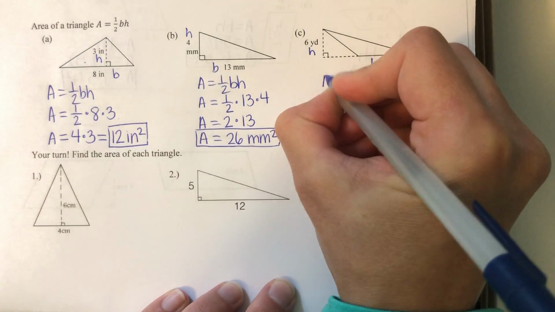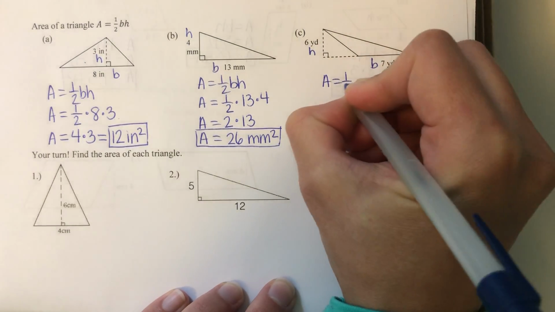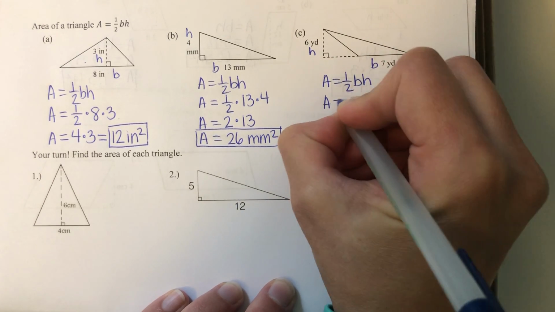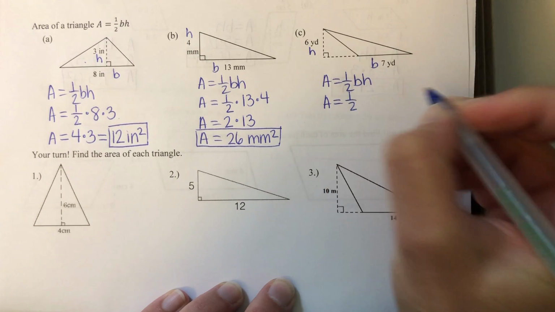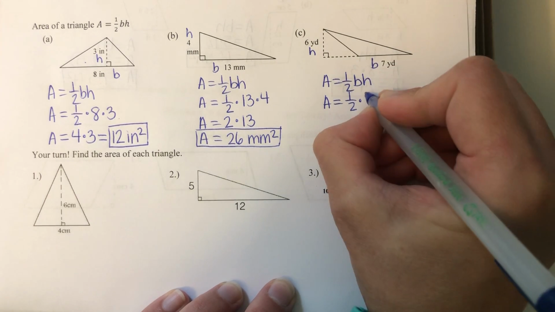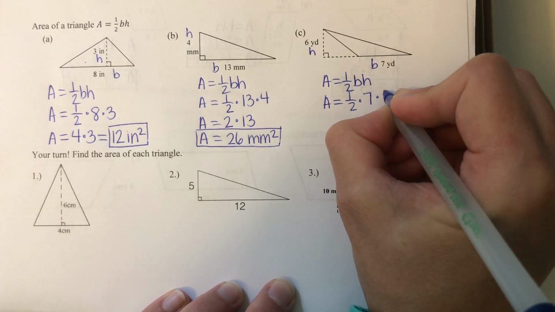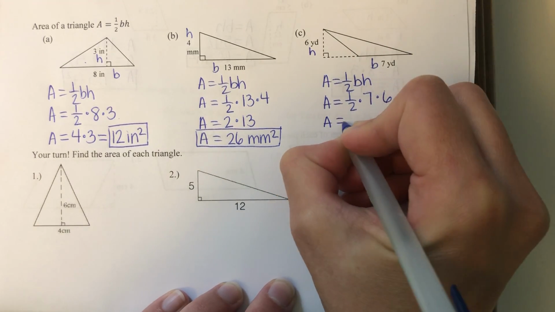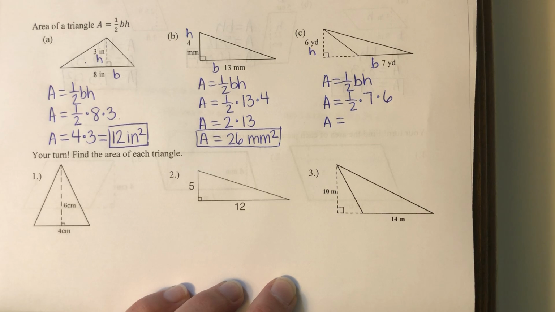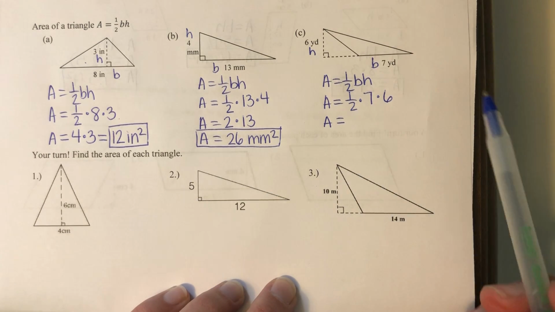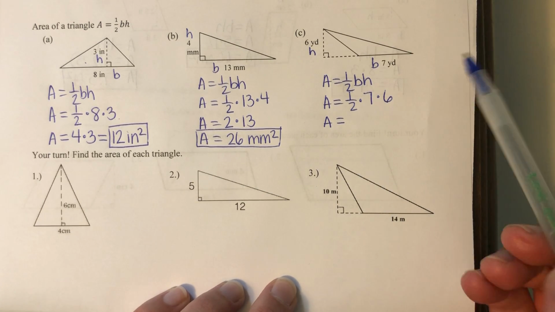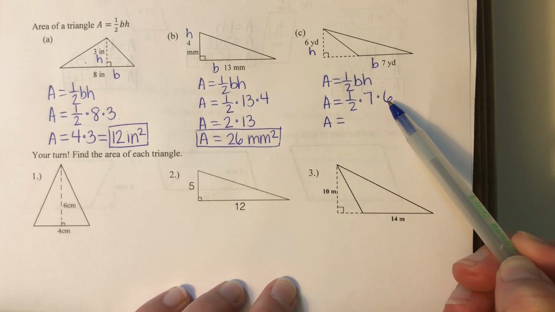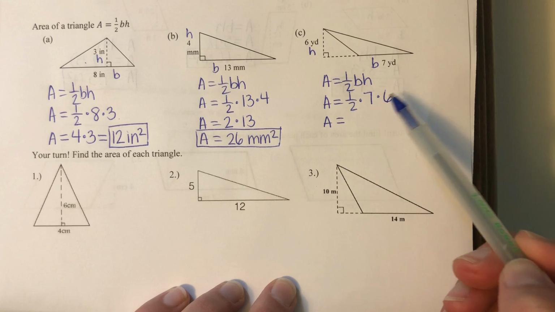All right, formula first, 1/2 base times height. 1/2 times the base is 7 times the height is 6. I'm going to do this last one different just to show you your options. What I normally would have done, I don't like 1/2 of 7, but I do like 1/2 of 6. I would have done that and then multiply by 7 after.